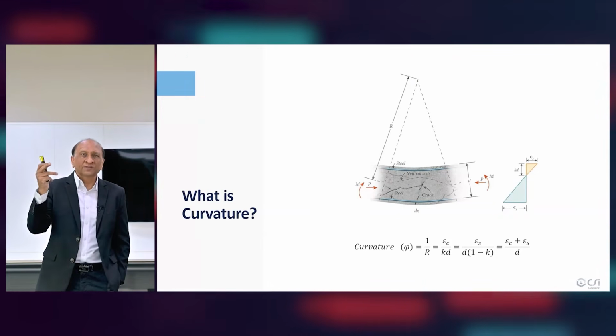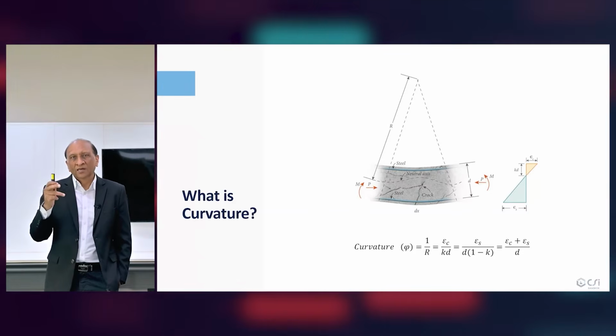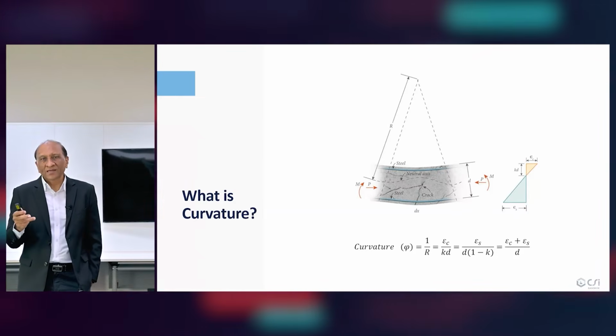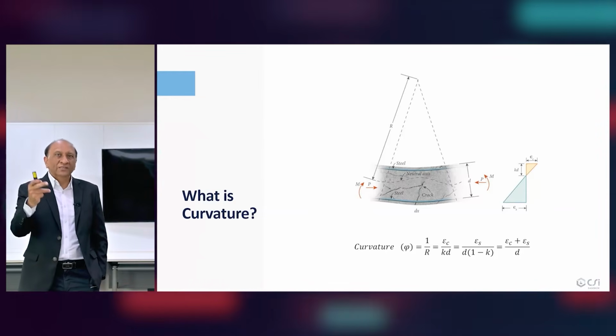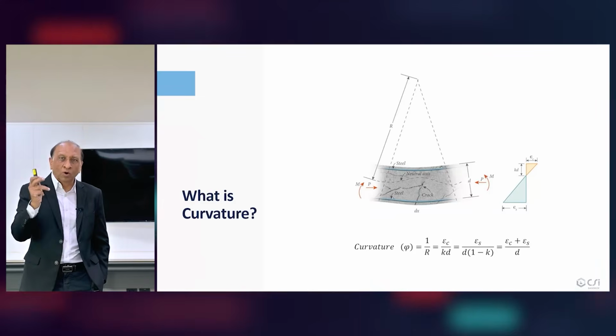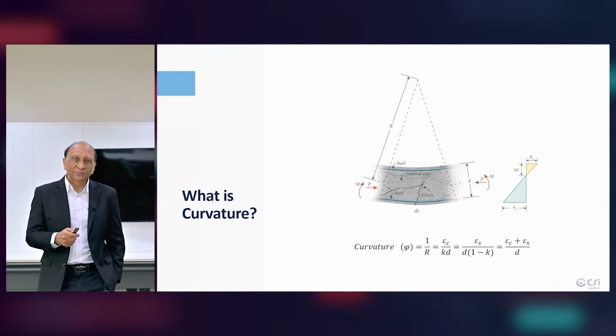It can be ratio of the strain over the neutral axis depth or equivalent depth. It can be measured in terms of the strains and so on. Or it can be measured from the radius of curvature. So you can define curvature in many ways, and these are all very useful relationships for us.